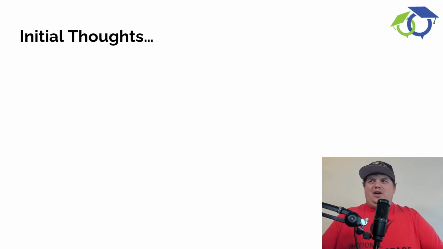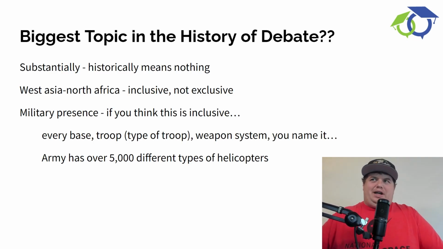So my initial takeaway from these definitions, at first glance, doing some research, I think I've alluded to this throughout this first bit, is that this could potentially be maybe the biggest topic in the history of debate. If you think that "substantially" doesn't really quantifiably mean something, which I think historically you'd be correct in saying, and that both West Asia, North Africa, and military presence are inclusive and not exclusive, we could be talking about every base, troop, type of weapon system, anything like that in the region.